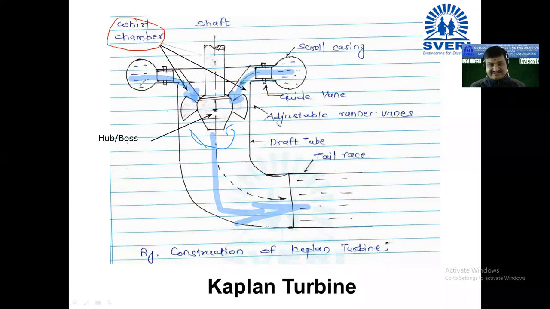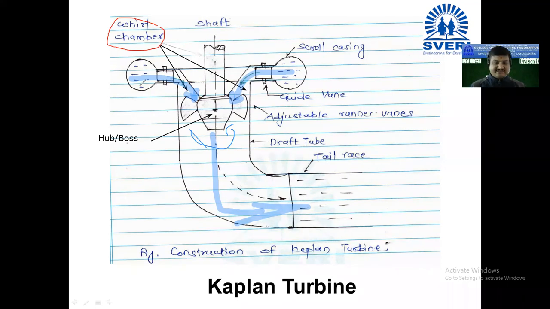And that's why, to generate that whirl, we are sending the water from this scroll casing through the guide vanes. To generate a whirl in this way, we release the water in the downward direction, and we are sending it through the guide vanes. Now you just tell me whether the working of this Kaplan turbine is clear to you. Yes, sir. And the difference between Kaplan and Francis turbine is that the adjustable runner vanes are just below, in a downward position, compared to the guide vanes.